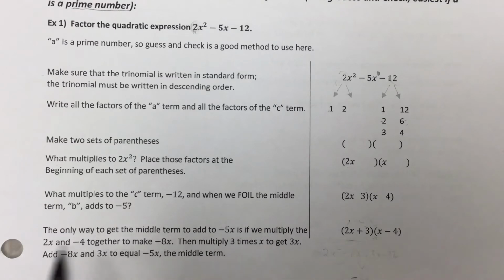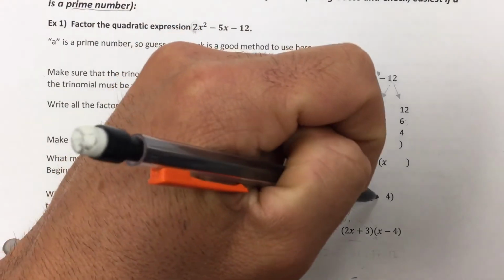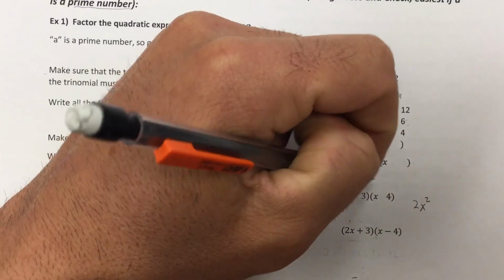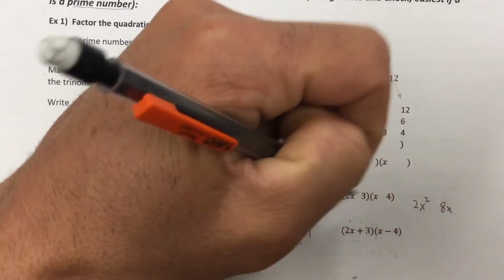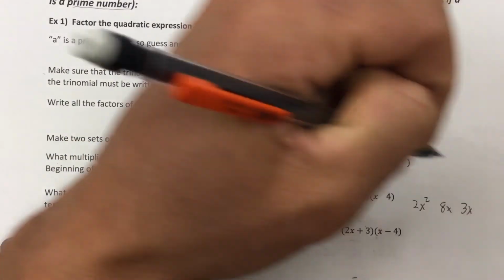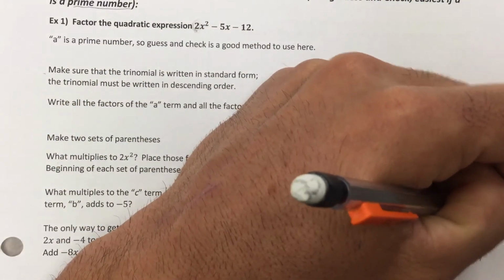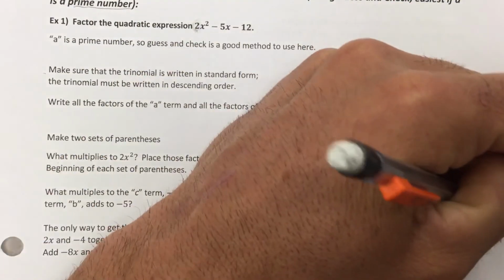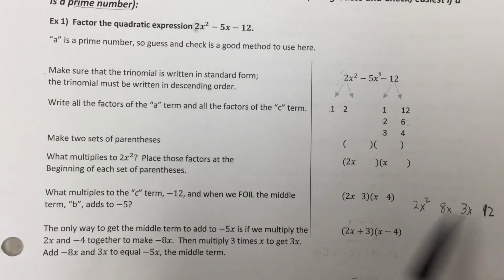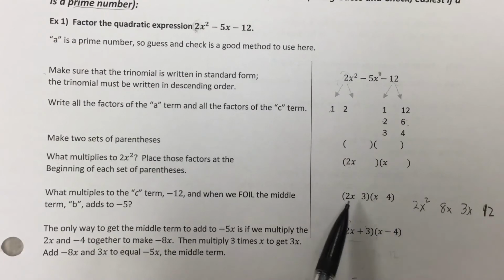So right here it says the only way we can get this to work is if we're using the 3 and the 4. And as I'm FOILing this out, I can see that I'm getting 2x squared. I'm going to get an 8x, because right now I'm not putting signs in, I'm just figuring out what numbers I'm going to use. 3x, and that'd be 12. Because I know I'm going to get 2x squared, and I know I'm going to get 12, because those are my last number. Those are the things I made sure of.